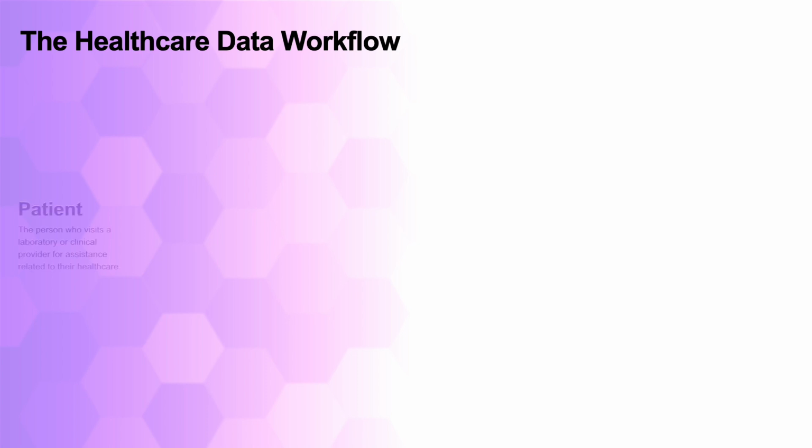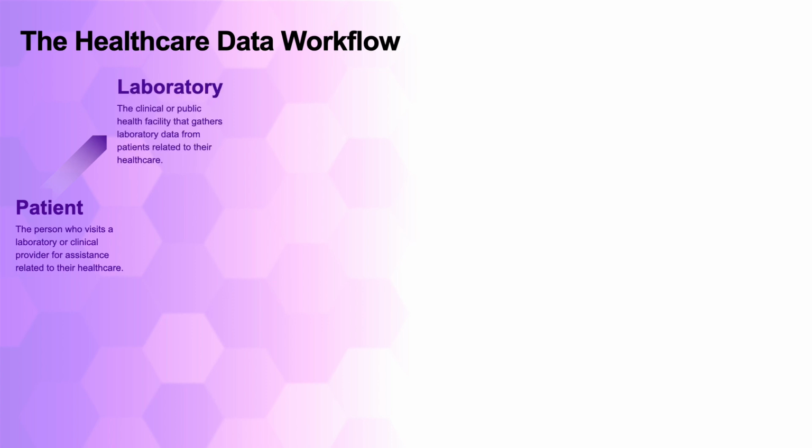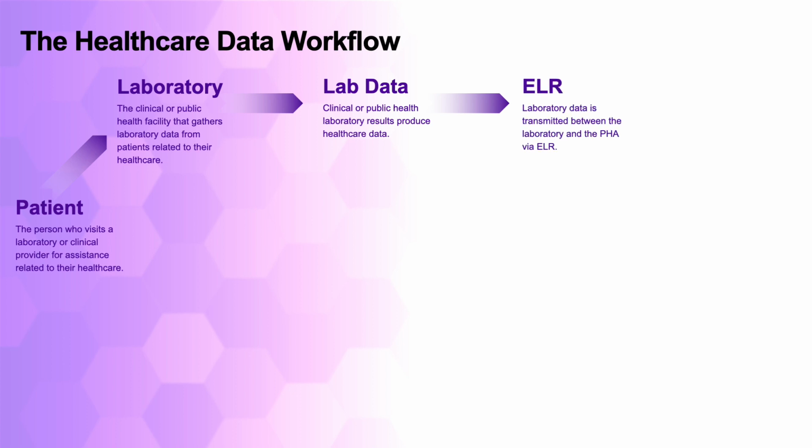The entire healthcare data process starts with and is designed around the patient, who is defined as any person who visits a laboratory or clinical provider for assistance related to their healthcare. Patient healthcare data is used for various purposes and travels in many directions. This workflow diagram focuses on two of those routes, starting with when a patient interacts with a clinical or public health laboratory. These laboratories gather lab data from that patient related to their healthcare. Lab data is then transmitted from laboratory to PHA via an ELR.